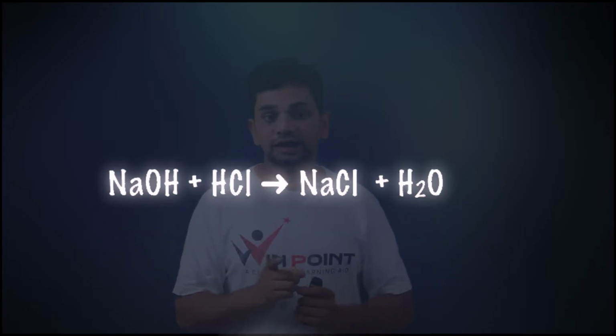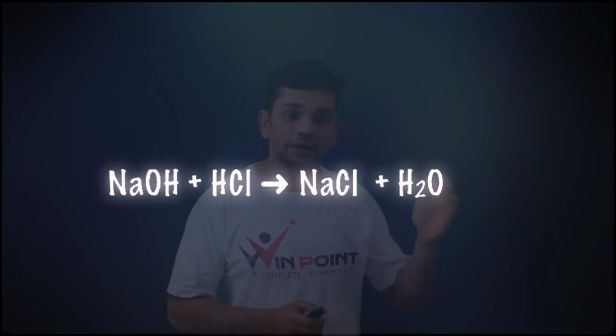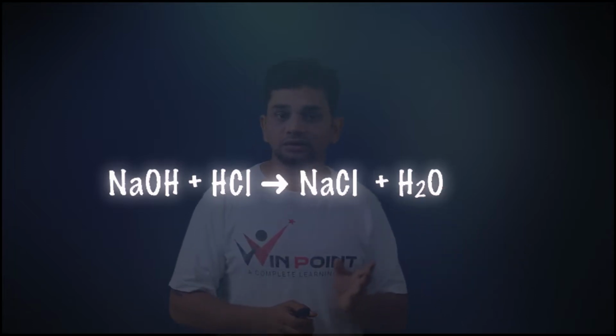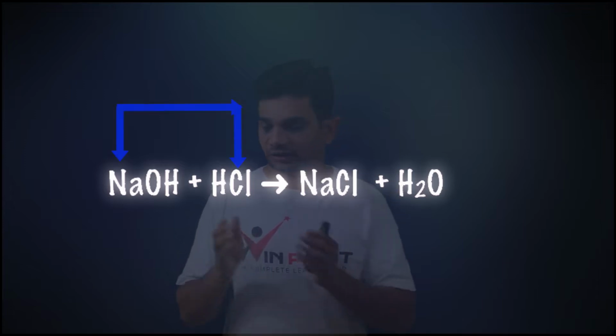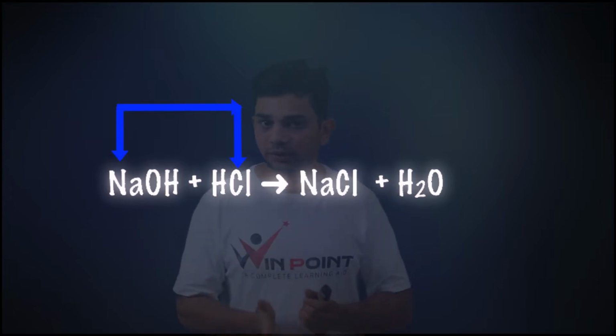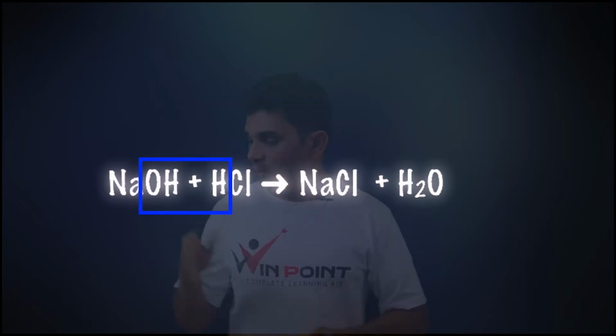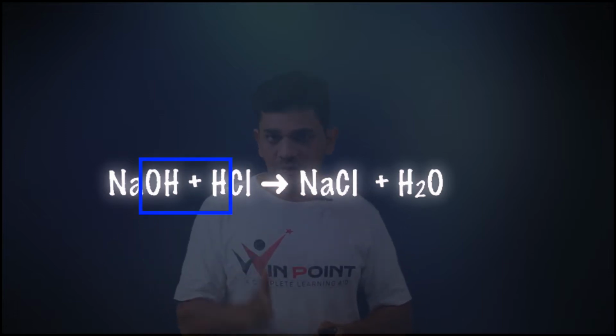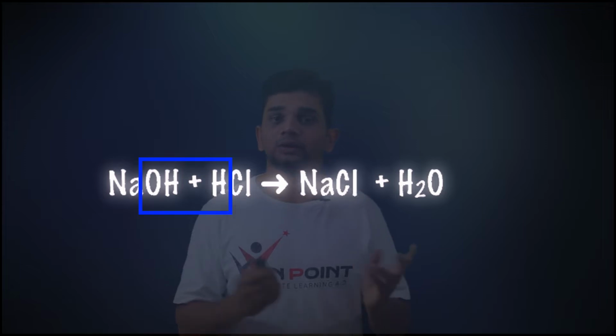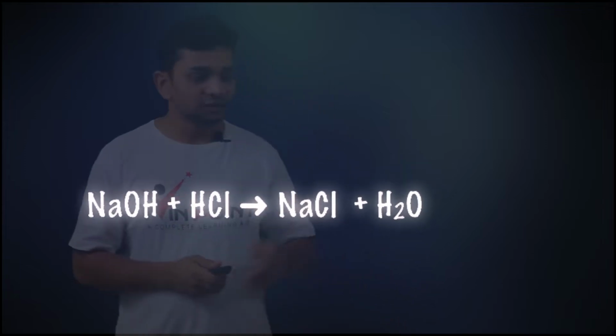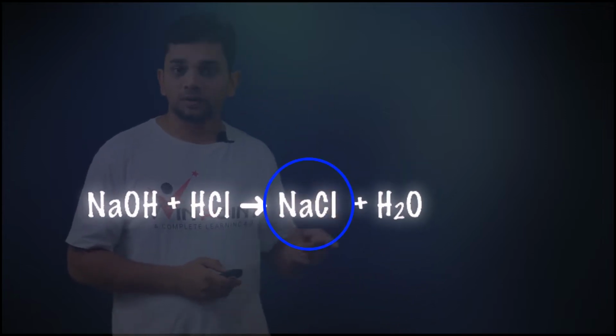This hydrogen and OH will combine together to form H2O, and Na and Cl will combine together to form NaCl. So here Na and Cl are combining together to form NaCl, and OH and H, they are combining together to form H2O. It is a neutralization reaction. Here this is NaCl, it is common salt.